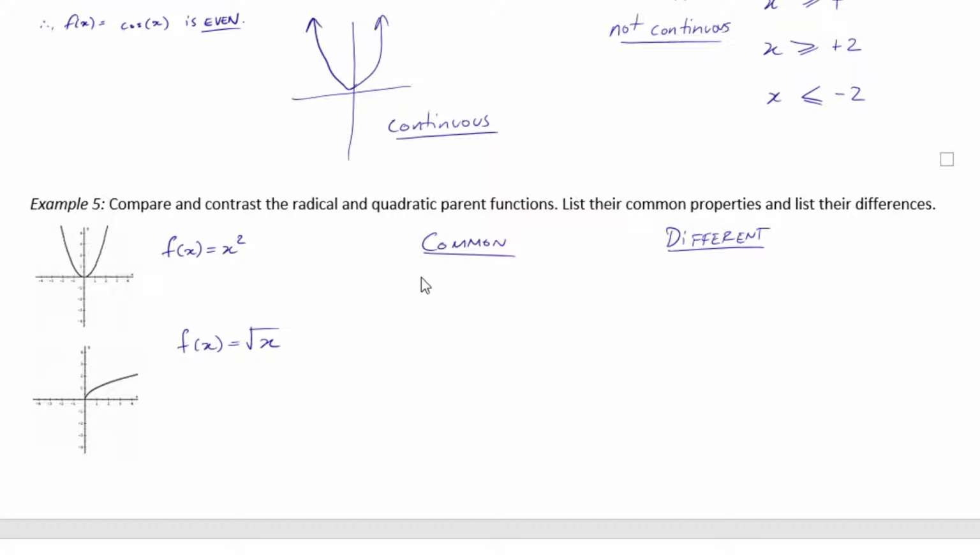Let's start with common. Well, if you take a look at it, they both have the same x-intercepts, right? They intercept the x-axis at 0, 0. So they have the same x-intercept, and they also have the same y-intercept.